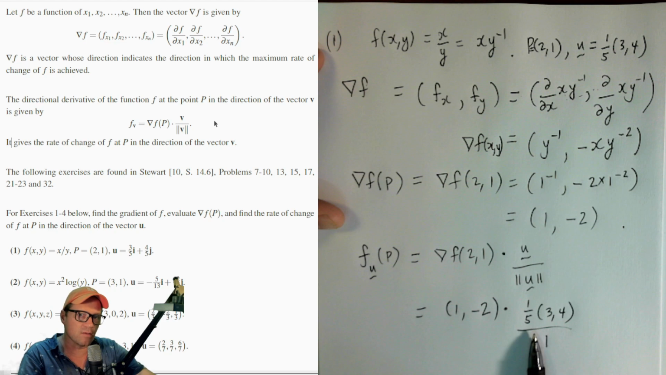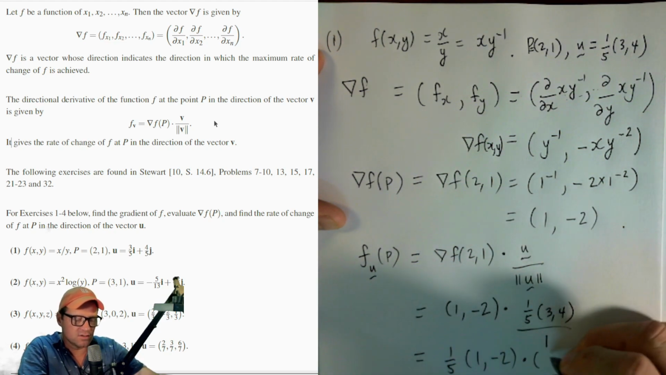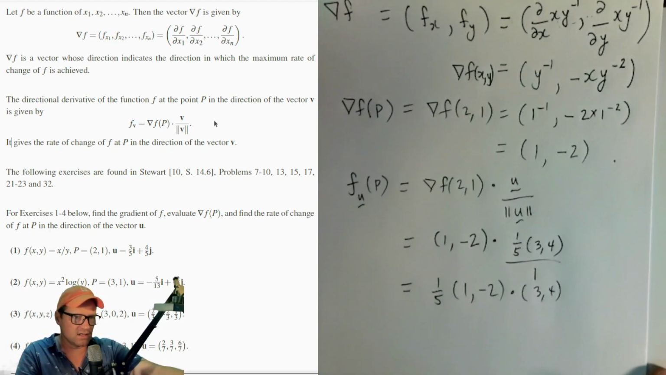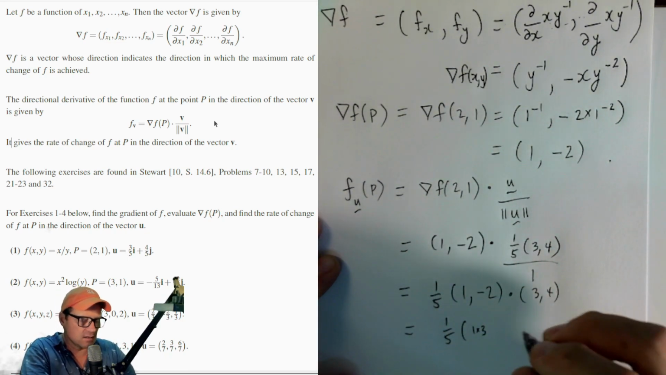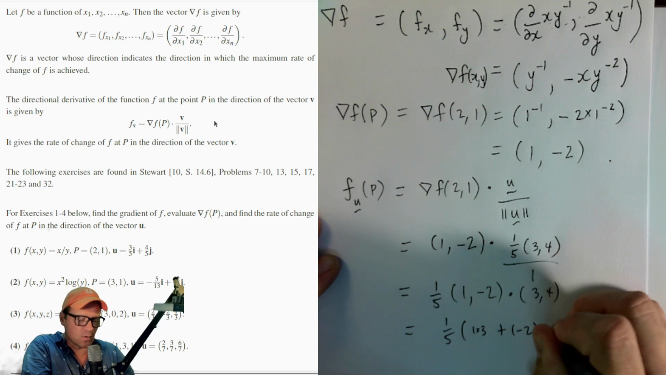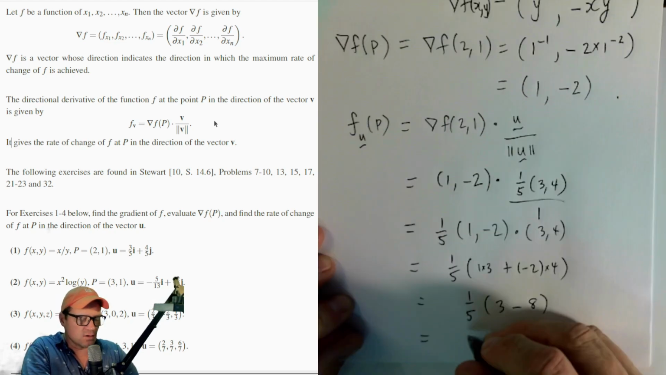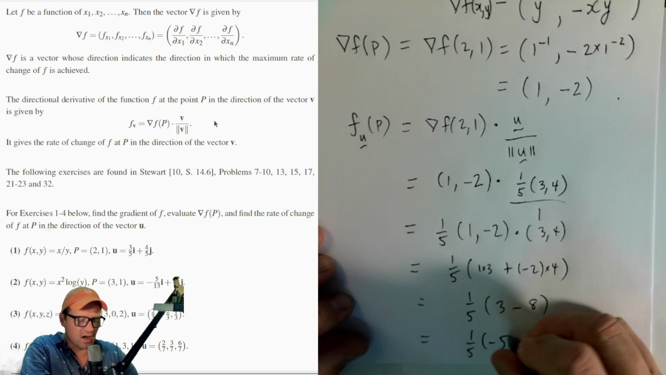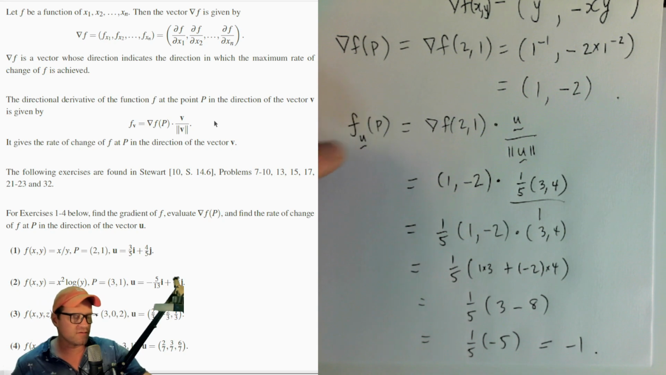Now, since this is a dot product or scalar product, we can take this scalar multiple and bring it all the way out the front. So we have 1/5, (1, -2) dot (3, 4). All right, so let's simplify this. We have 1/5 of 1 times 3 plus minus 2 times 4. And so that's 1/5 of 3 minus 8. So that's 1/5 of minus 5, and that's minus 1. Okay, so the directional derivative of f at P in the direction of the vector u is minus 1.